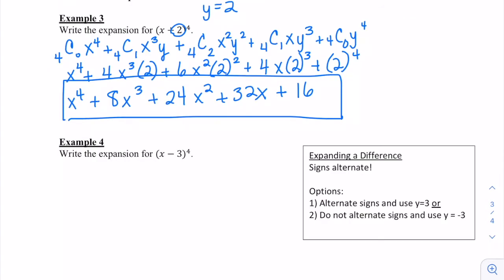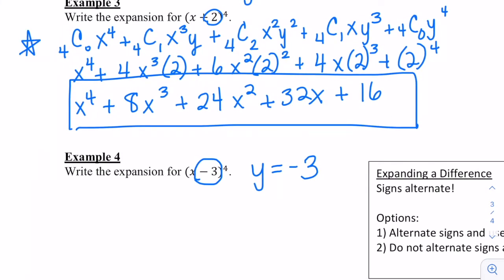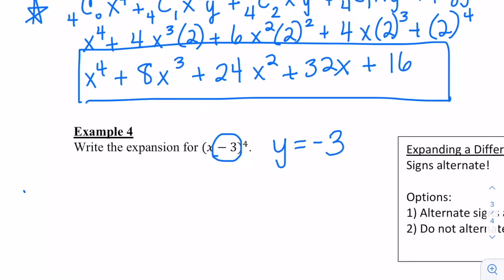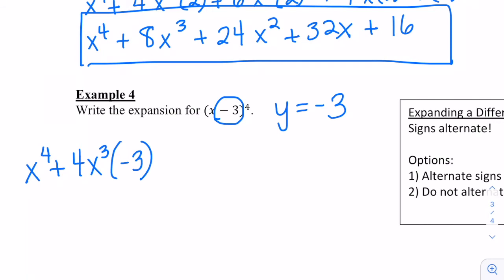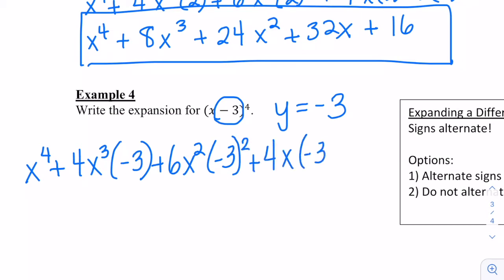Example 4 looks very similar, but this time I'll substitute y with -3. So I'm just going to use the pattern we have up here. All right, so we have x to the fourth plus 4x cubed times -3 in place of y, plus 6x squared times -3 squared, plus 4x times -3 cubed, plus -3 raised to the fourth.